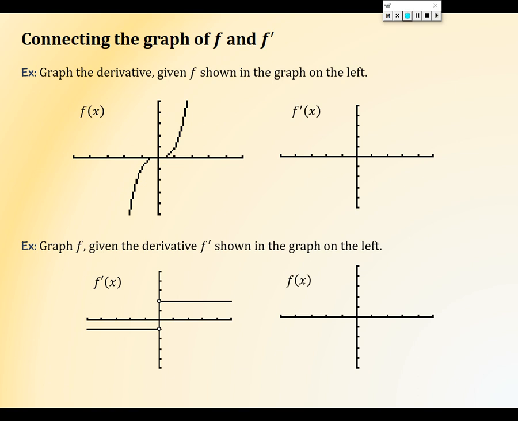I have another one down here for anyone who's bored by the first one. This time we're going the other way. Oh, that is the derivative. This is the derivative.